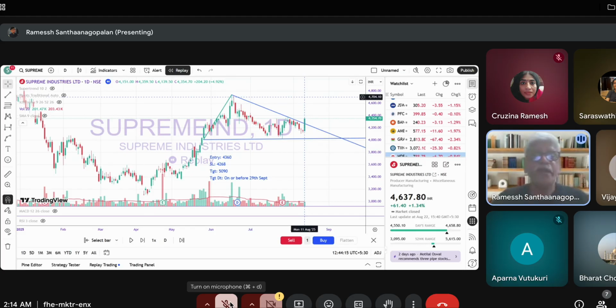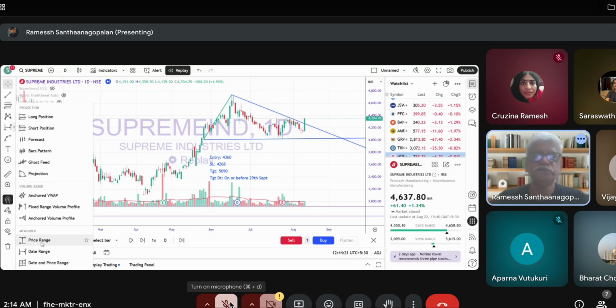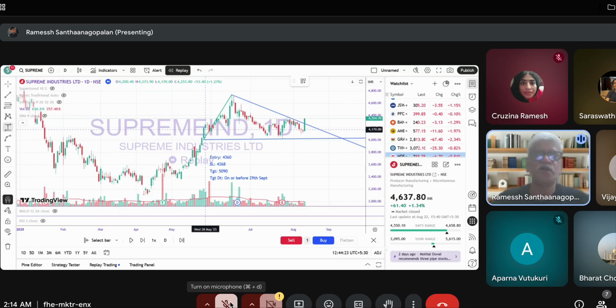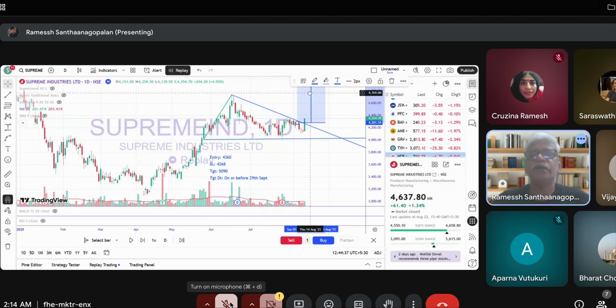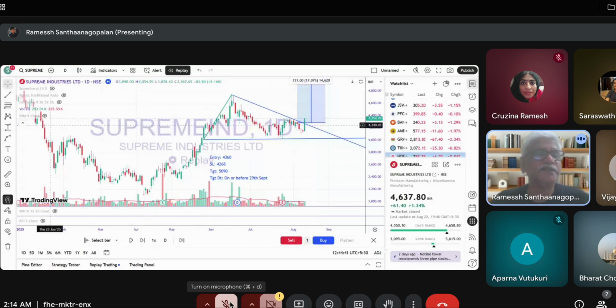Now we have to calculate the target, how much it will reach, from this bottom to this high. Take this and keep it where it is going to break. It is going to break somewhere here. You have kept it, so 17.7% is what is expected.